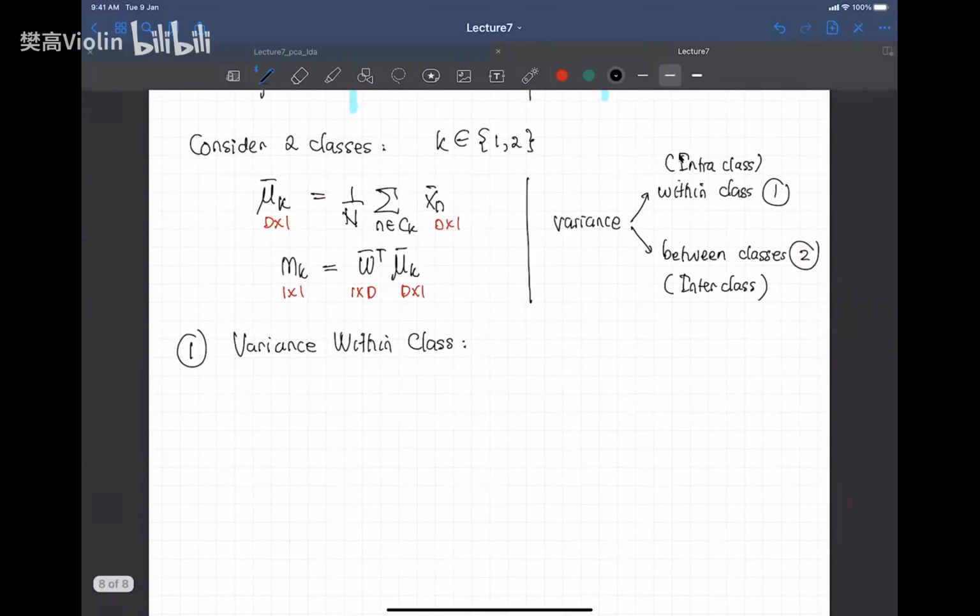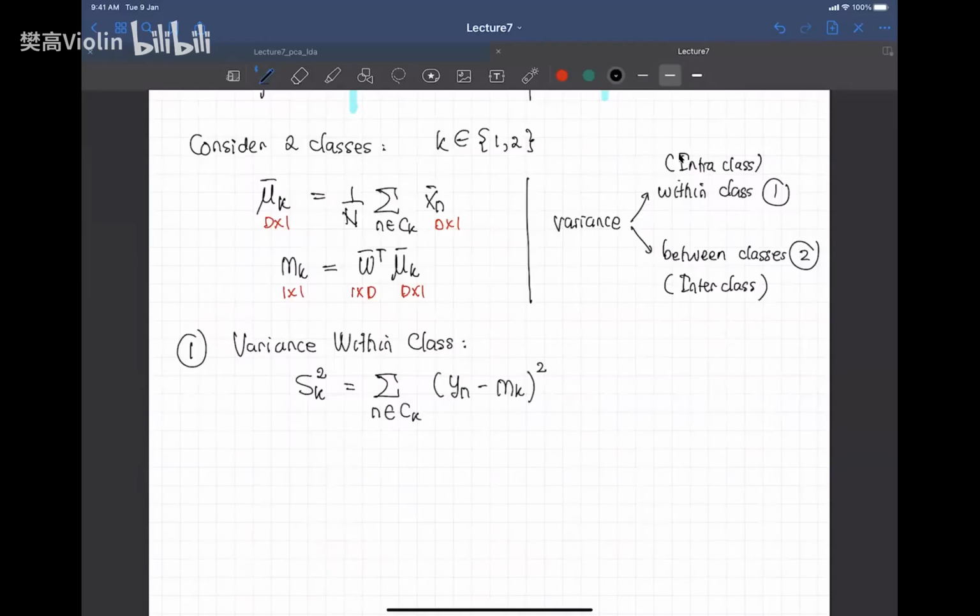Again, this is the same as what we discussed before. S is the variance. Sk square is the variance, equal to the sum over n in the subset of this class, the number of points in that class, of yn minus mk, squared. Again, mk is the projected mean.